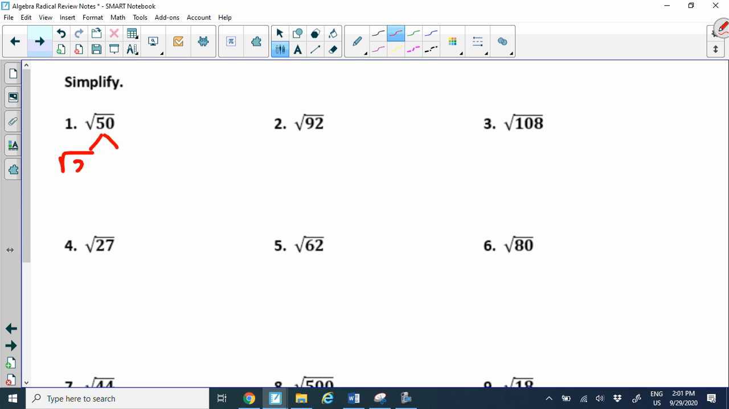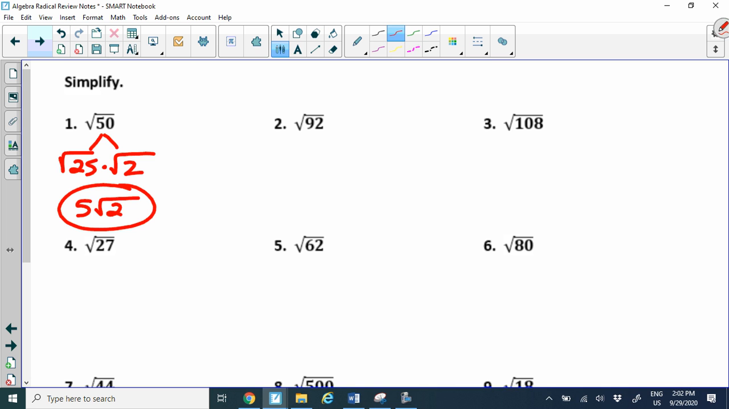So that's square root of 25 times, well, what's 25 times something to give us 50? That's going to be 2. So now we take the square root of the perfect square, which is 25. Square root of 25, just plug into your calculator. If you don't remember, it's 5. But we leave the square root of 2 as is because we cannot simplify it anymore. So here's our answer.